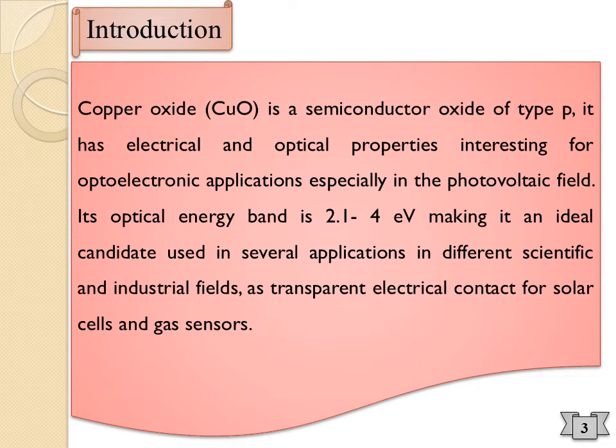Introduction. Copper oxide is a semiconductor oxide of type P. It has electrical and optical properties interesting for optoelectronic application, especially in the photovoltaic field. Its optical energy band is 2.14 electron volts, making it an ideal candidate used in several applications in different scientific and industrial fields, as transparent electrical contact, for solar cells and gas sensors.